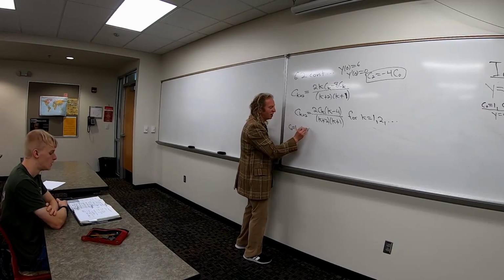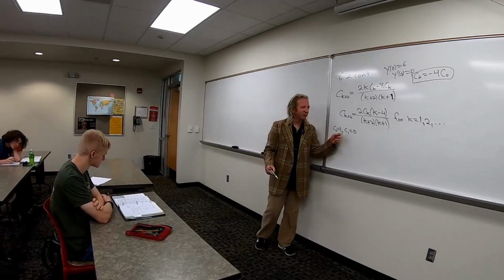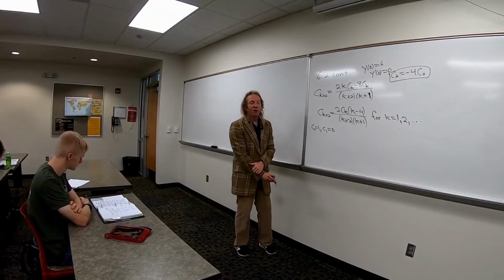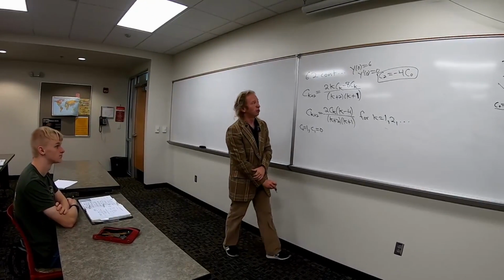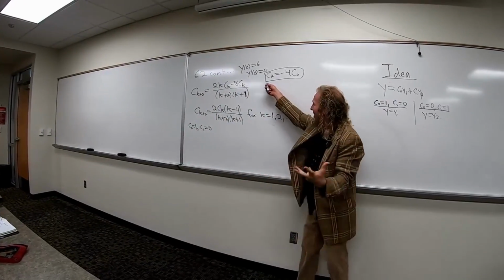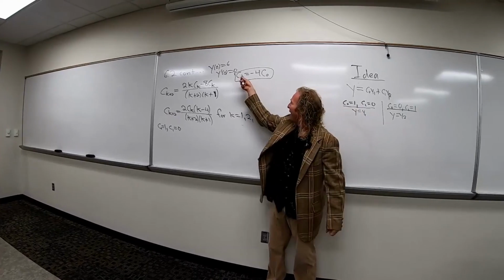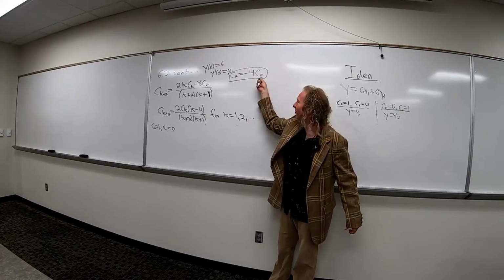And then C1 equals 0. So we have these two conditions here. C2 is -4. Yes, very good, because now you use this to get C2. So C2 is -4.